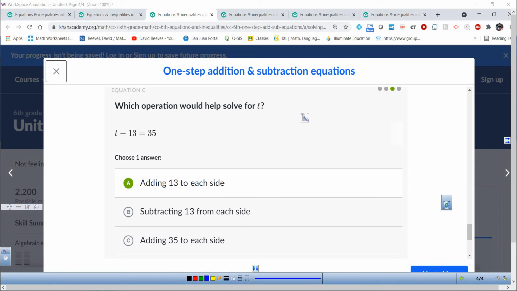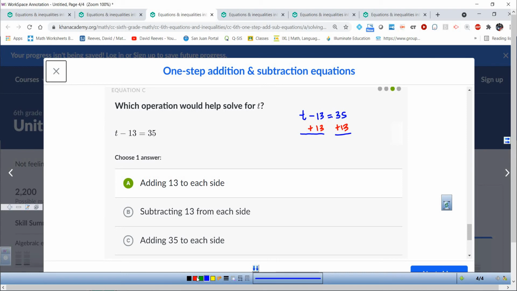All right, so here we go. So here's my equation. t minus 13 is equal to 35. What am I going to do here? I'm going to add 13 because that's the inverse or the opposite of subtracting.